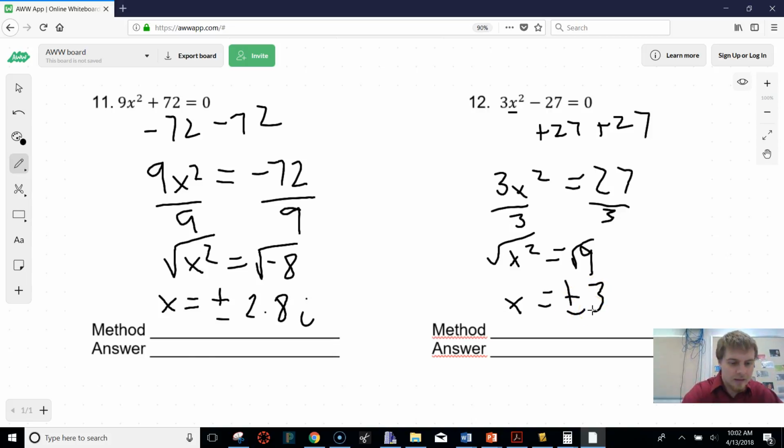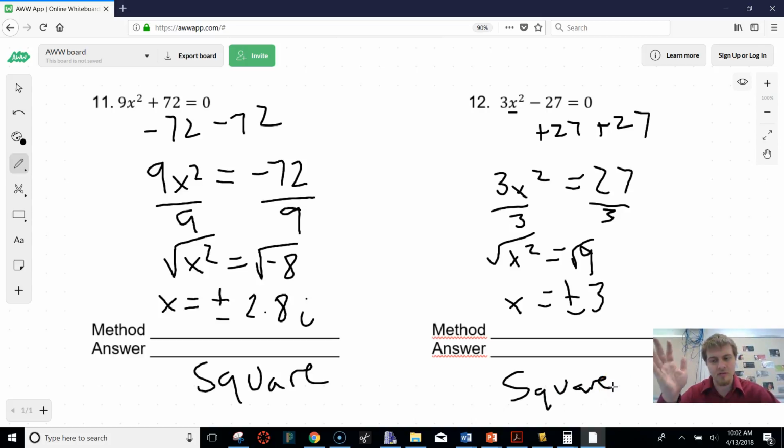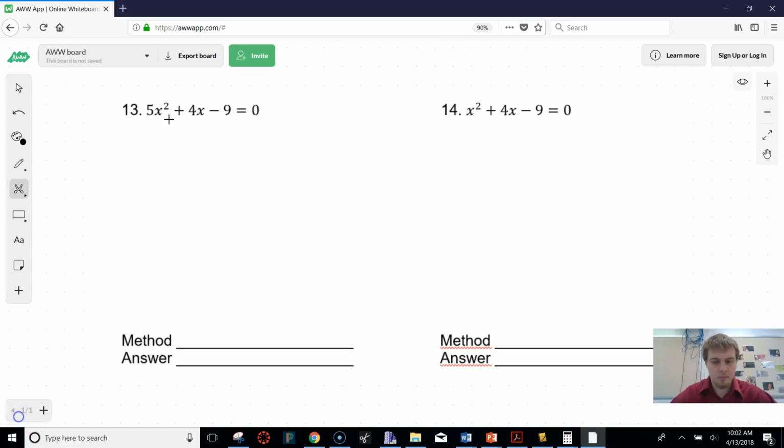Again, this method is called square roots for both these problems. I'm fine if you call it the Algebra 1 method. Like you've been doing this since the very beginning of Algebra 1. Just solving an equation. There's not 2 variables. There's not anything tricky or difficult that I have to do. If it has one variable only, you just solve it by square roots. Let's look at the next problem.